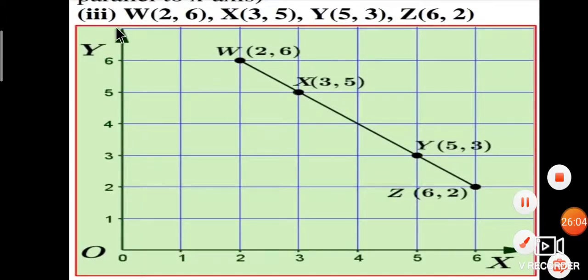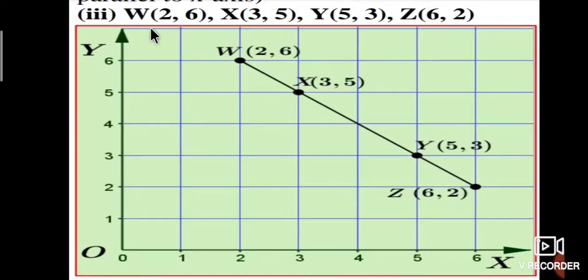Graph W is equal to (2, 6), X is equal to (3, 5), Y is equal to (5, 3), Z is equal to (6, 2). Okay, observe here, draw lines, first the x-axis and y-axis. Along the x-axis take 1 centimeter as 1 unit: 0, 1, 2, 3, 4, 5, 6, and along the y-axis 1 centimeter to 1 unit: 0, 1, 2, 3, 4, 5, 6, 7, etc.